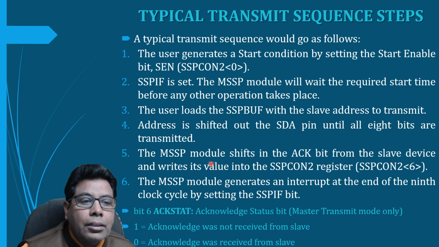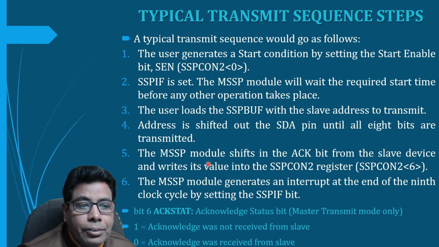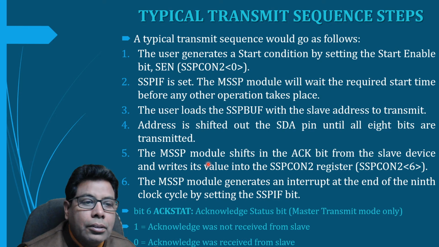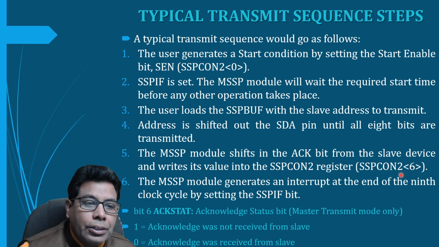Then the MSSP module shifts in the acknowledgement from the slave device. The slave will send the acknowledgement, that is the 9th bit, and it will come to the MSSP module. It will be shifted in and written into the SSPCON2 register bit 6. So this is very important. Here the bit 6 of SSPCON2 is the acknowledge status bit. Here you can see.